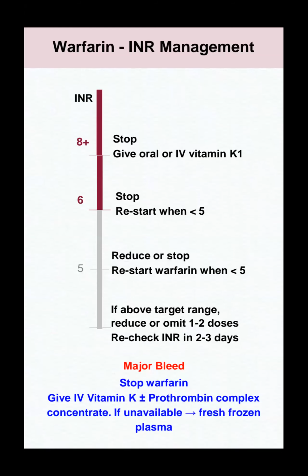Warfarin INR management is an everyday exam question. If INR is 8, we have to stop and give IV vitamin K1. If it is 6, we have to stop and restart when it is below 5. If it is 5, we stop or reduce the dose and start the warfarin when it is below 5. If above target range, reduce or omit, and recheck INR 2 to 3 days later. Major bleeding: stop warfarin, give vitamin K. My dear DHA candidates, remember INR levels. If it is 5 to 6, or 2 to 3 with bleeding, we can stop the dose.